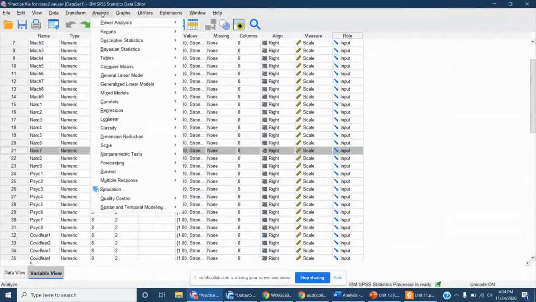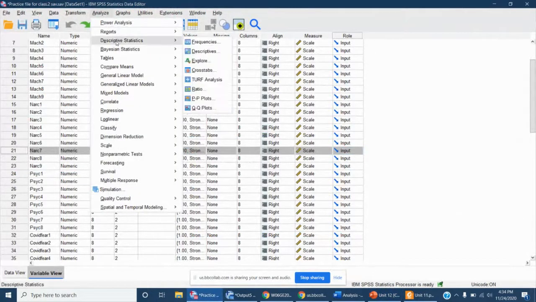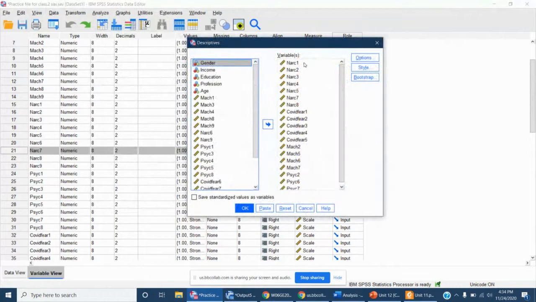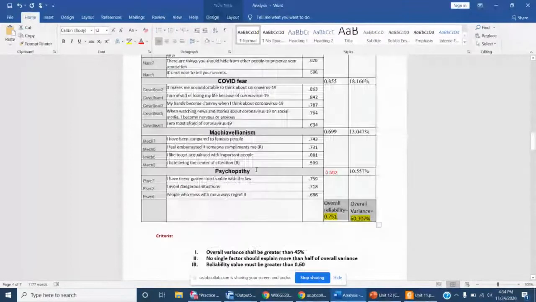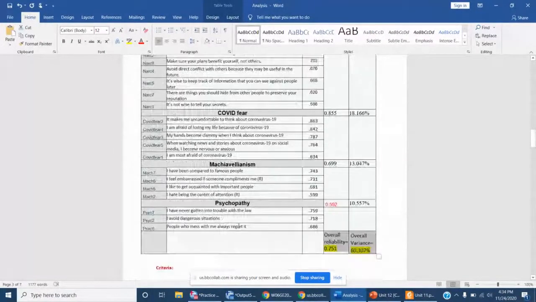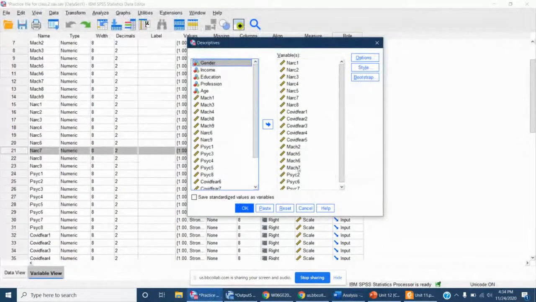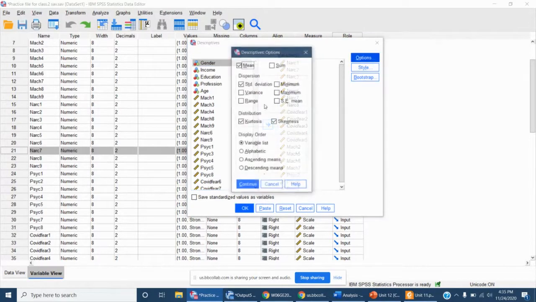First, we will go to the Analyze button, and in Analyze we will choose Descriptive Statistics. There are various options there, but we will choose Descriptives. All those questions which are part of our factor analysis table will be transferred from the left column to the right column, which is named Variable. And then we will go to Options.